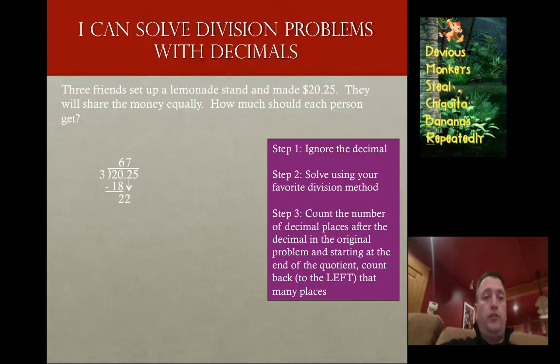3 goes into 22 7 times. That's 21. When I subtract, that's 1. 1 is still less than 3. I'm going to bring down my 5. That's 15. 3 goes in there 5 times. I'm going to subtract, and I don't have a remainder now.